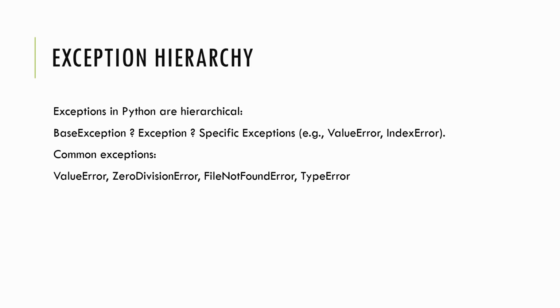Exceptions in Python follow a hierarchical structure. The base class for all exceptions is BaseException, followed by Exception and various specific exceptions like ValueError, ZeroDivisionError, and FileNotFoundError. Understanding this hierarchy helps you know which exceptions can be caught and how to handle them appropriately.